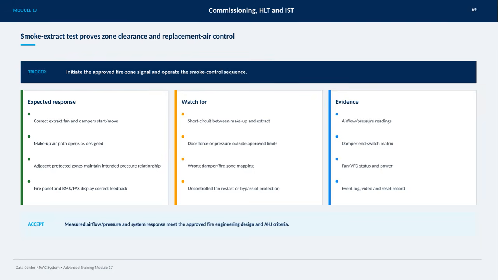Evidence collected to verify the test includes airflow and pressure readings, damper end switch matrix data, fan and VFD status and power levels, as well as event logs, video footage, and reset records. Acceptance is achieved when all measured airflow, pressure, and system responses fully meet the approved fire engineering design and authority having jurisdiction criteria. This ensures the smoke control system operates safely and effectively during a fire event.